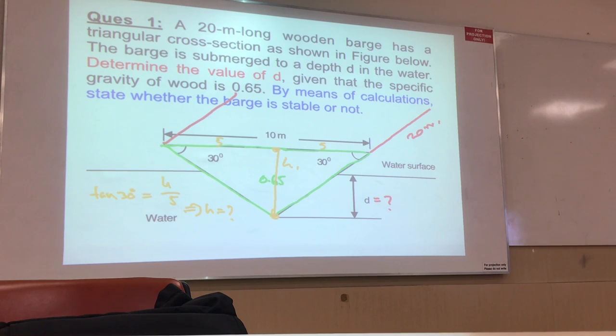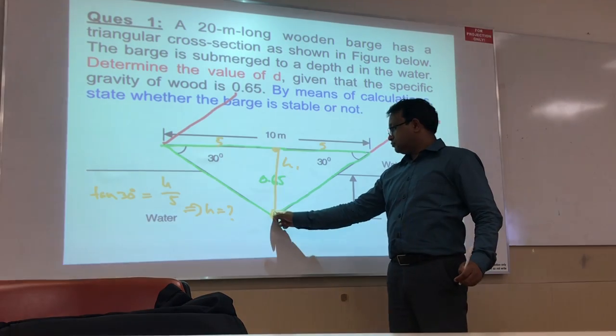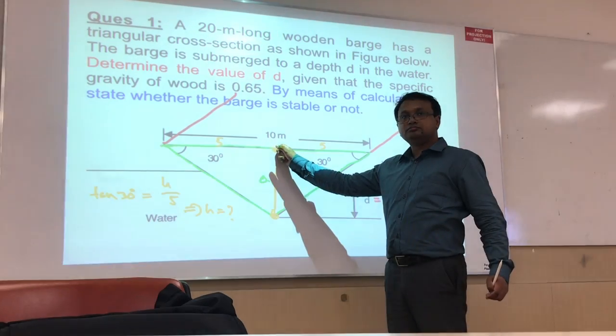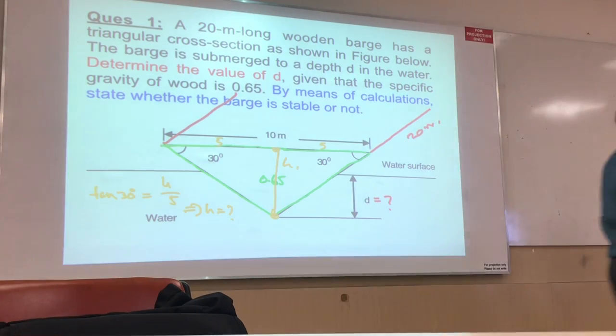Okay. By means of calculation, state whether the barrage is stable or not. This is the important thing. How do you find? Okay? The value of h I can find, no problem. Here I can find the distance from here to here. No problem.